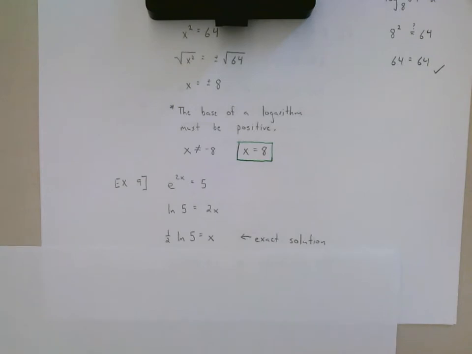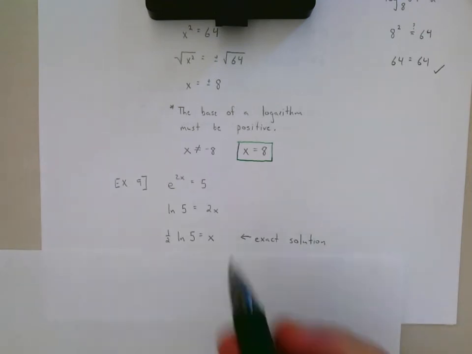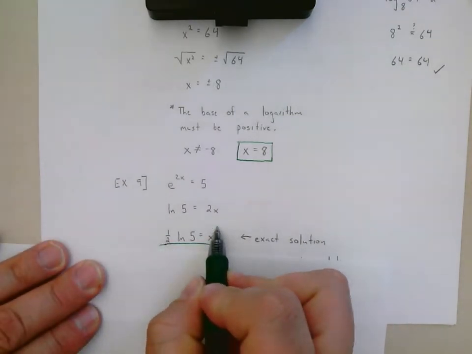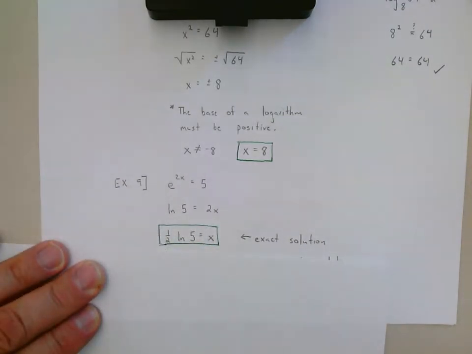And I have 1/2 times the natural logarithm of 5 is equal to x. I've made a note that this is the exact solution to the equation. This is an irrational number. Many of you may not be certain exactly where that falls on our real number line.